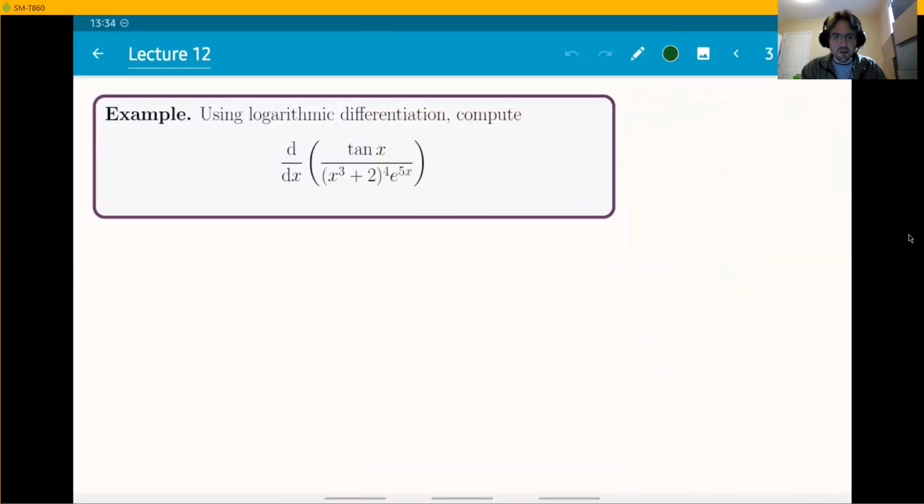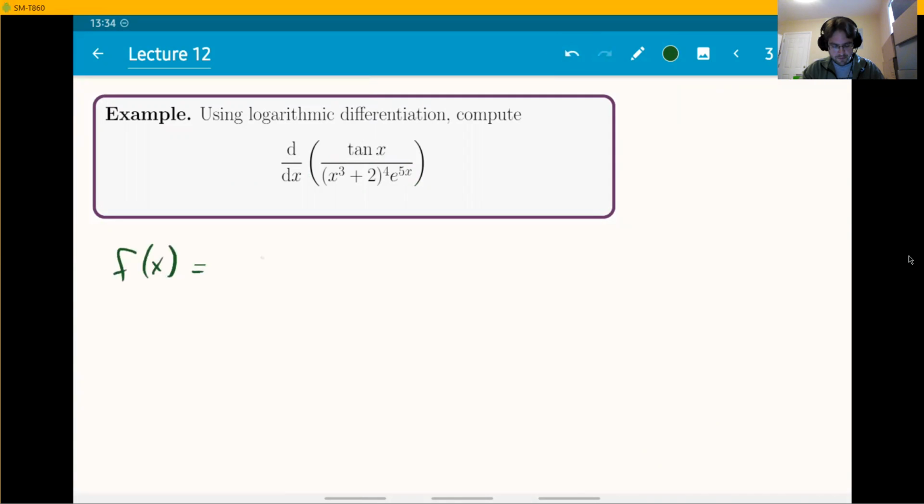Here's an example. Using logarithmic differentiation, compute this derivative, which, by the way, you don't have to. You can use the quotient rule for this one if you want. And you have a product in the denominator, so that derivative of the denominator will also need the product rule. It's not an easy function to differentiate. However, because it has a quotient, it has products, and also has exponents, that indicates that we probably want to use log differentiation. So this is how it works.